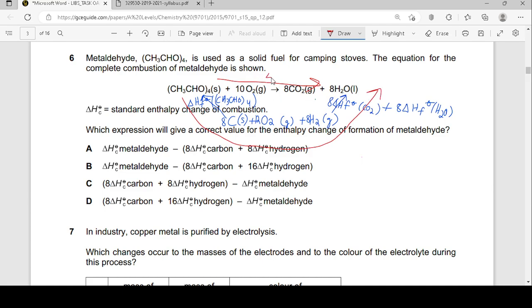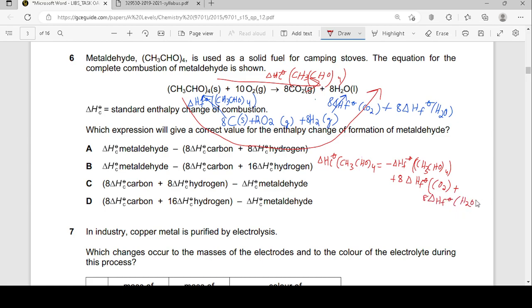So now, if I look at this one, this is my enthalpy change of combustion of the CH3CHO4. So I get the two routes and equate them to each other. So the enthalpy change of combustion of CH3CHO4 equals, I'm going against the direction of the arrow for this route. I start at this point and then I end at the same point, right? But I'm going against the direction of the arrow, so it's going to be minus enthalpy change of formation of CH3CHO4, okay? And then I'm going with the direction of the arrow over here, so it's going to be plus 8 times enthalpy change of formation of the CO2 and 8 times the enthalpy change of formation of H2O, okay?